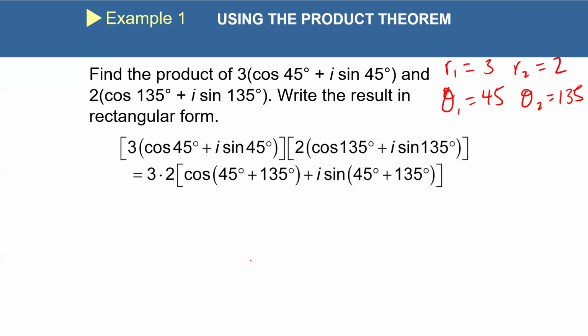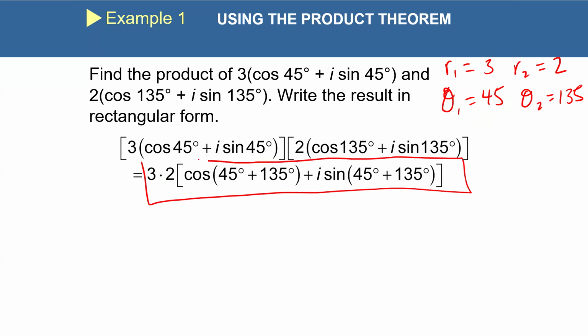So notice here, this is the plug-in part. This is what you're writing down. So we have R1 times R2, and then the cosine of the sum of our angles plus I sine of the sum of our angles. And now we're going to evaluate. What is 45 plus 135? 180. What's 3 times 2?